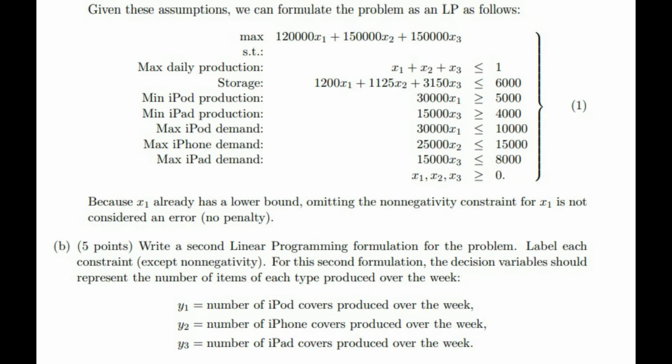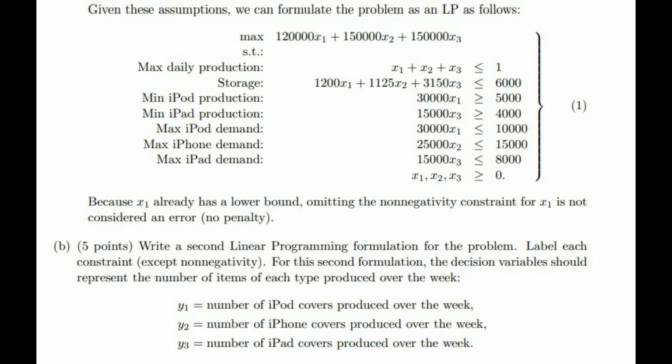Because X1 already has a lower bound, omitting the non-negativity constraint for X1 is not considered an error, so no penalty. Write a second linear programming formulation for the problem. Label each constraint except non-negativity. For this second formulation, the decision variable should represent the number of items of each type produced over the week.